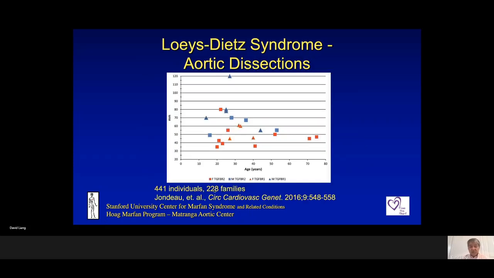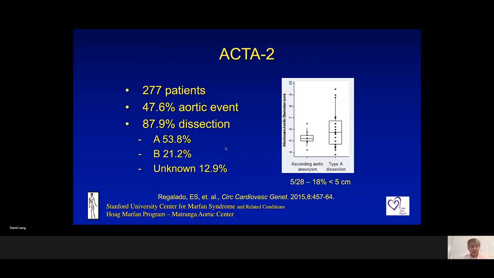Loeys-Dietz, however, especially in women with TGFBR2 mutations, we see early dissection. So obviously these patients need much earlier operations. And then in other conditions like ACTA2 mutations, which involve the smooth muscle, again, we see a fair number of people with dissections below 5 centimeters. So we need to think about earlier operations in that population as well.